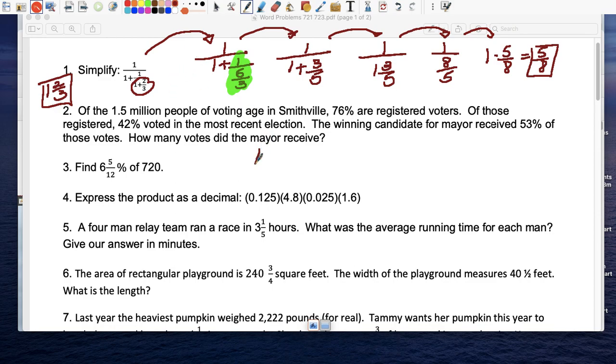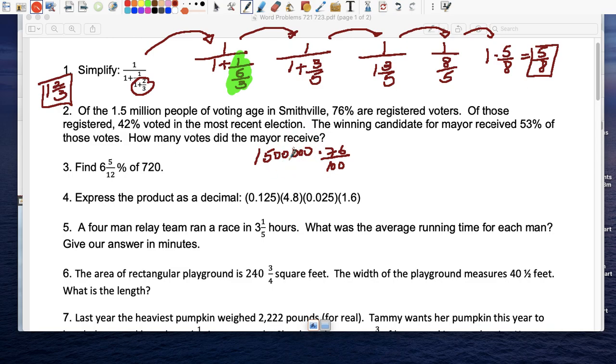We have 1,500,000 people, 76% of that. So we're going to multiply that by, if you want to write it as a decimal, that's okay. Write it as a fraction, right? So 76 out of 100, 76% of this number here are registered voters. So not everybody can vote, 76% of that.